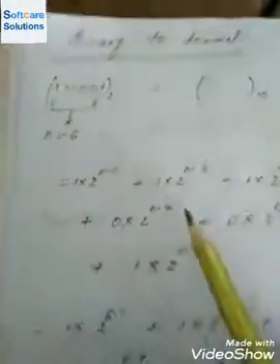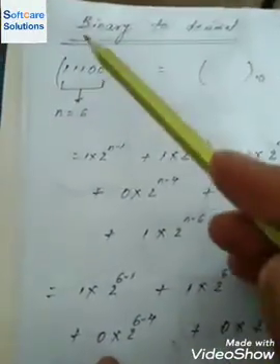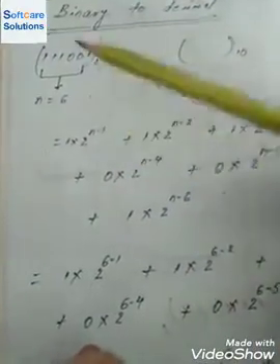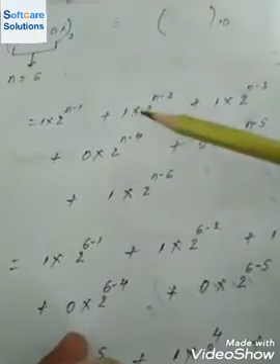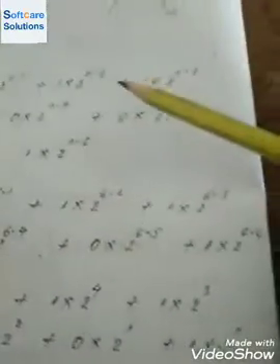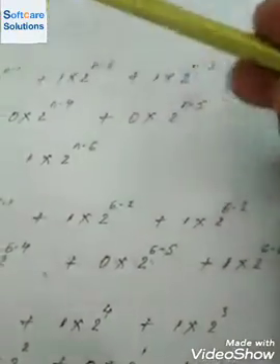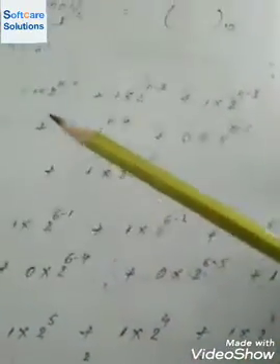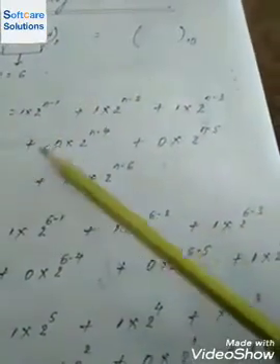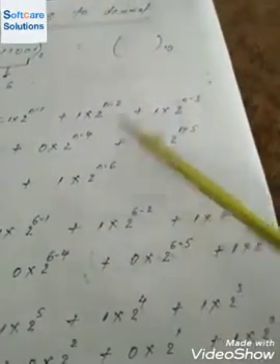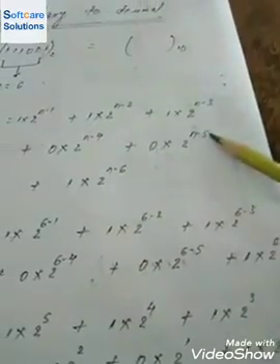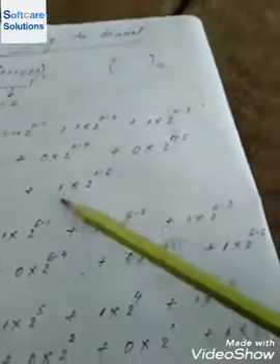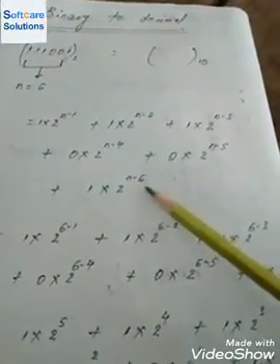So we have one formula. The first binary digit is 1, so we write 1 into 2 to power n minus 1. The next digit is 1, plus 1 into 2 to power n minus 2. Plus the third binary digit is 1, 1 into 2 to power n minus 3. Plus the next digit is 0, 0 into 2 to power n minus 4. Plus again 0, 0 into 2 to power n minus 5. Plus the last binary digit is 1, 1 into 2 to power n minus 6.